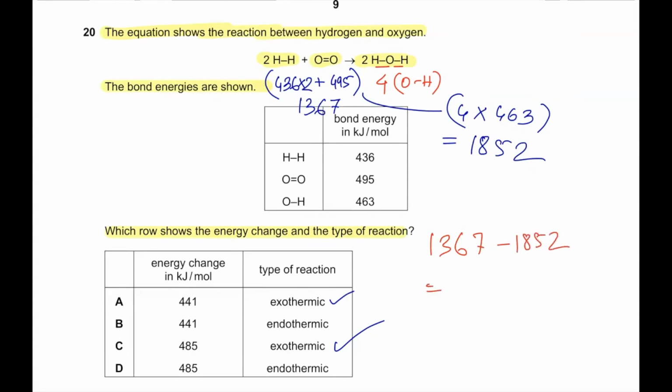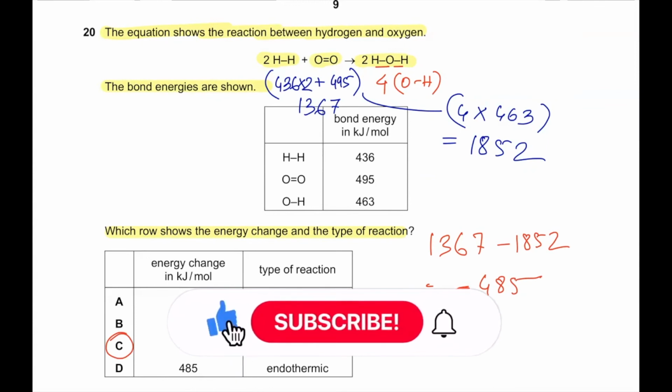1367 minus 1852. Guys, that gives us a value of negative 485. So yes, it is exothermic, but not 441. It is 485. So C is the correct answer, guys. The negative indicates exothermic. Okay, guys.